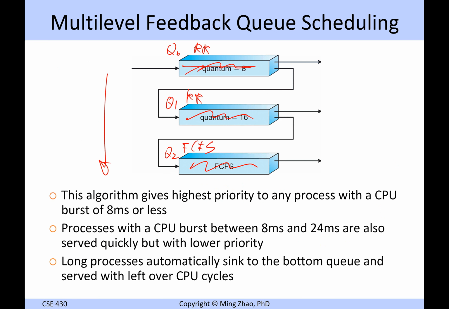Then across the queues, we give the highest priority to Q0. So Q0 is this priority, and it goes from high to low. We give the processes in Q0 the highest priority, the processes in Q1 lesser priority, and Q2 the lowest priority. We assume we do fixed priority scheduling across the queues.